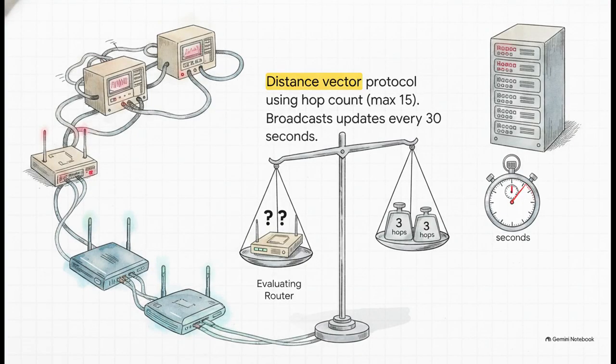Okay, let's start with RIP, or the Routing Information Protocol. It's one of the oldest distance vector protocols still kicking around today.